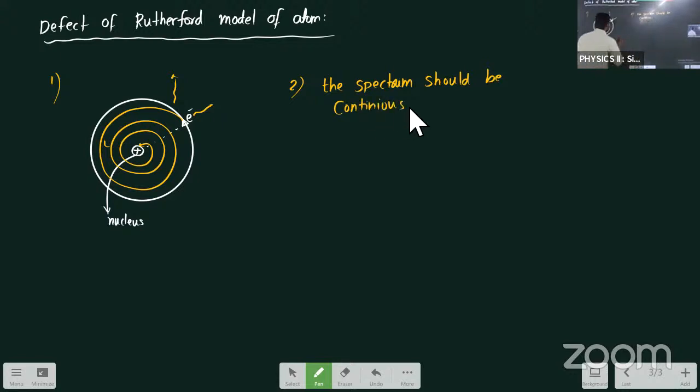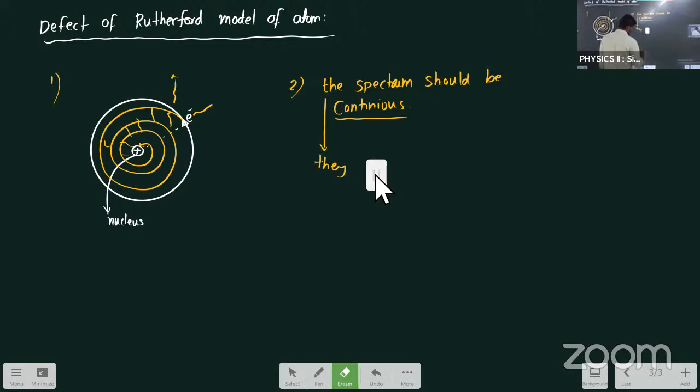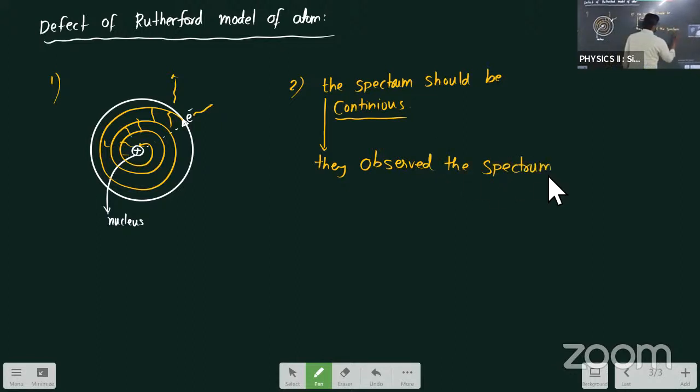Why should the spectrum be continuous? As the electron is accelerating around the nucleus, at every point it should emit radiation of energy E equals h nu, and we should get a continuous spectrum. But what they observed was the spectrum to be discrete.